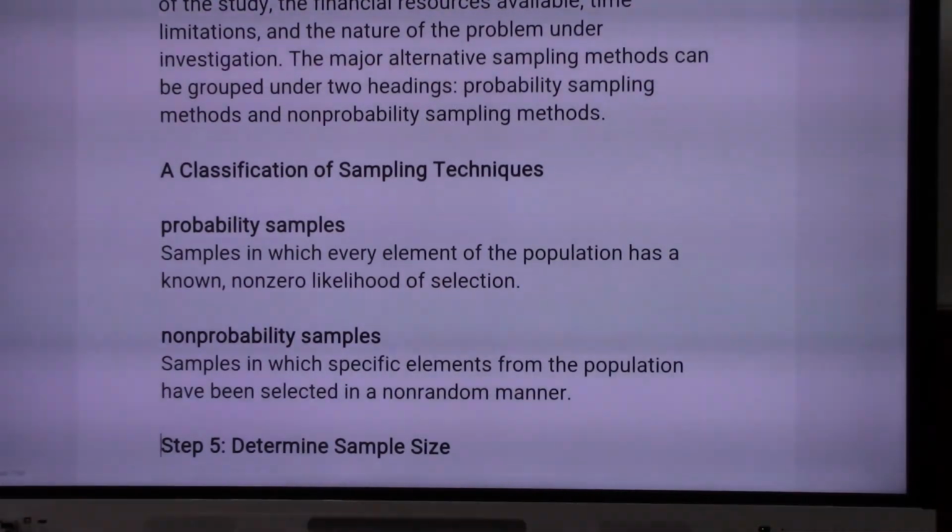While in non-probability samples, specific elements from the population are selected in a non-random manner, which means we don't apply randomization in selecting the sample from the population.